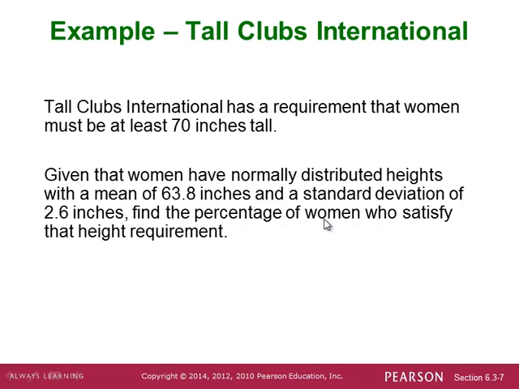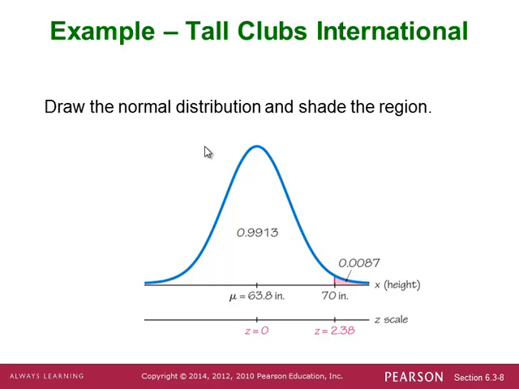So what percentage of women satisfy this height requirement? In other words, if you were to randomly select a woman from the general population, what's the probability that she would be eligible to join the tall clubs? What's the probability that her height is at least 70 inches? We can calculate a normal probability.